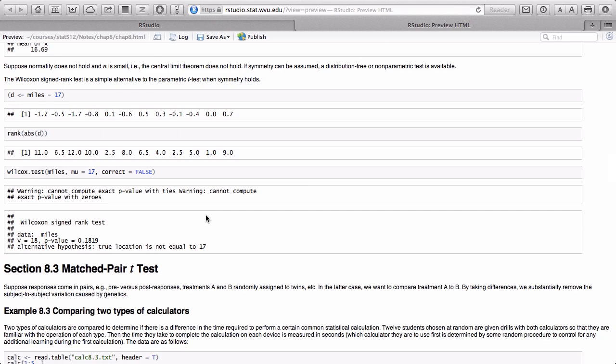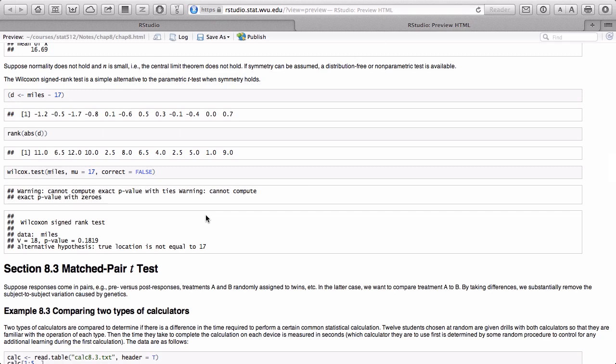So if you assume symmetry and not normality, then we have what's called a distribution-free test or a non-parametric test. We're simply assuming symmetry, so the class of families it could be is much larger. It's not only normal, but it could be any other distribution that's symmetric.